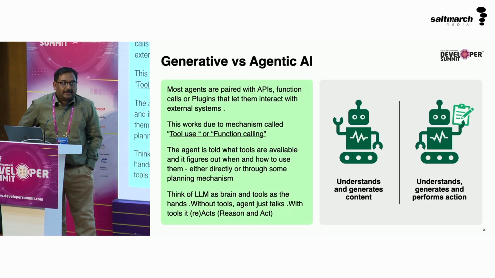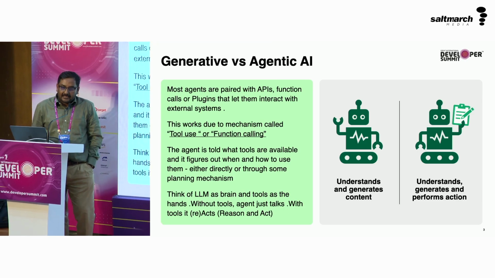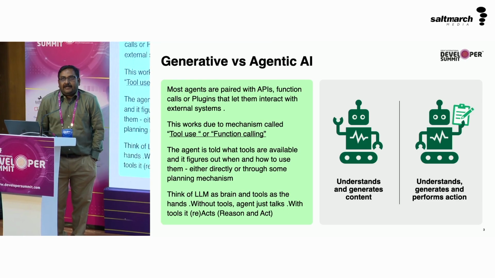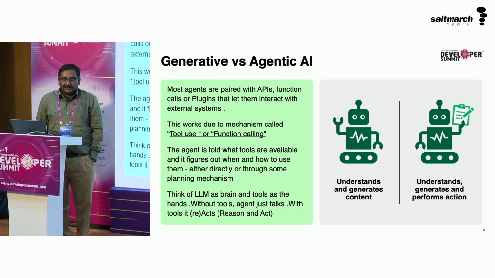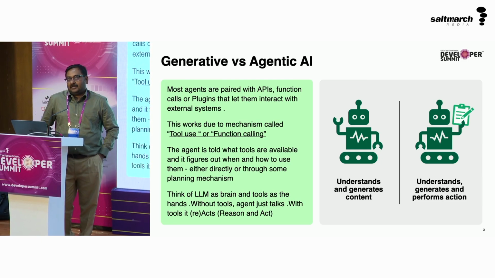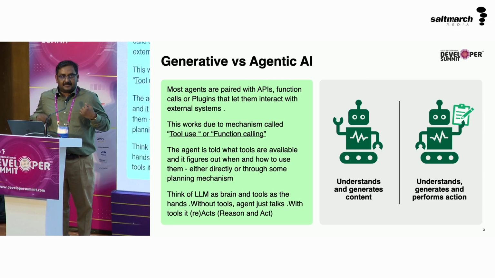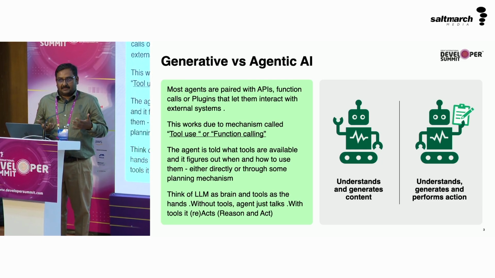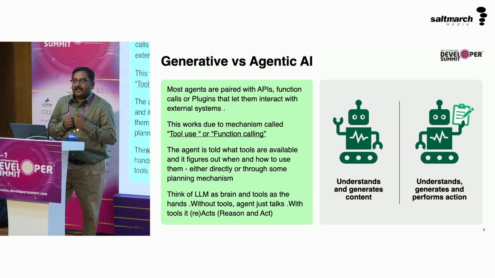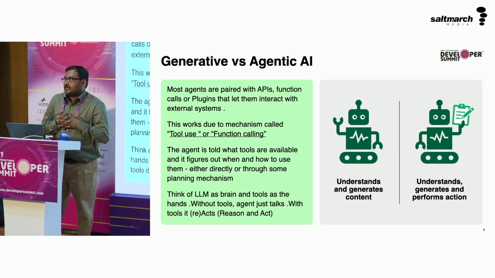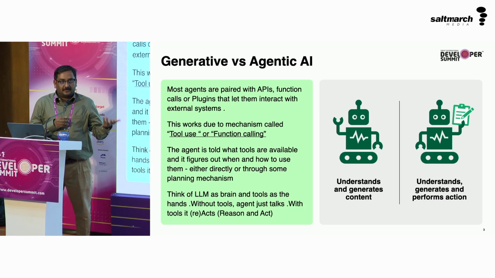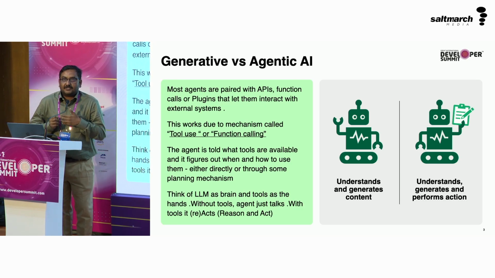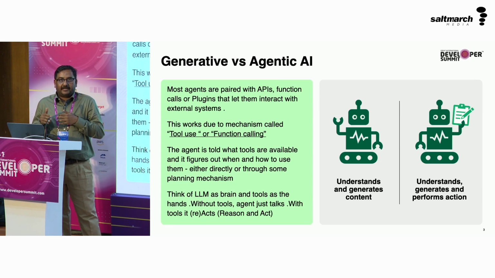This is what I want to tell about generative AI and agentic AI. Generative AI just understands and generates content, whereas agentic AI understands and performs some action. That's the main difference. And how it really does the action is in the concept of tool calling or function calling. And this is going to differ based on whatever technology you use.